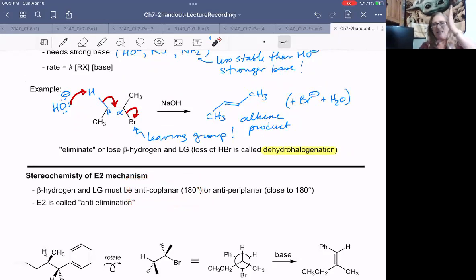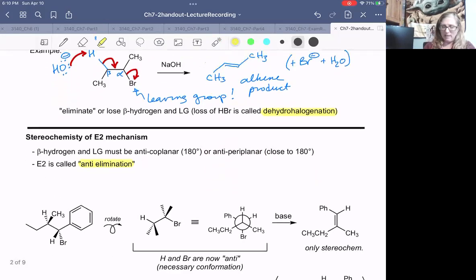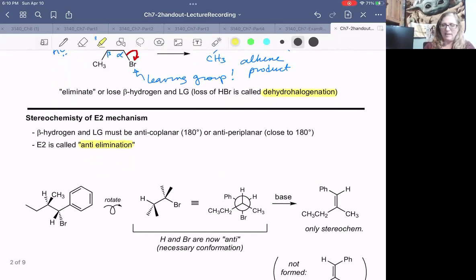Sometimes it's impossible to get exactly anti, so a more precise description is to call them anti-periplanar, because that's what we would call it if it was almost 180 or close to 180. I usually just call them anti-coplanar because that's an easier term to remember. And so we could describe the E2 elimination as anti-elimination. So how do we implement this when we're looking at a reaction?